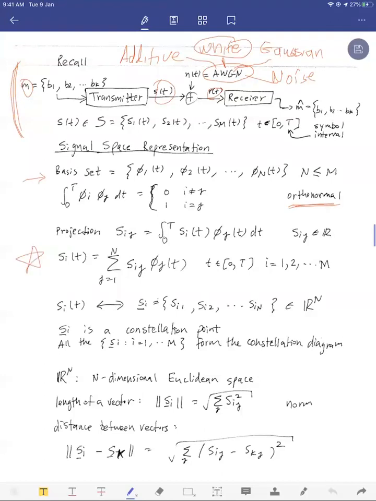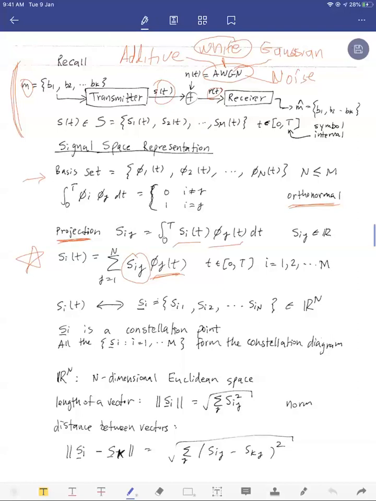Okay, so Si is a linear combination of my basis functions, and then there's a multiplying factor in front, Sij, which is just the projection. So Sij is the projection of the ith transmit waveform onto the jth basis function. And that becomes the coefficient or the coordinate, right? So these basis functions actually give you a coordinate system. And the Sij is the value of the jth coordinate of Si.